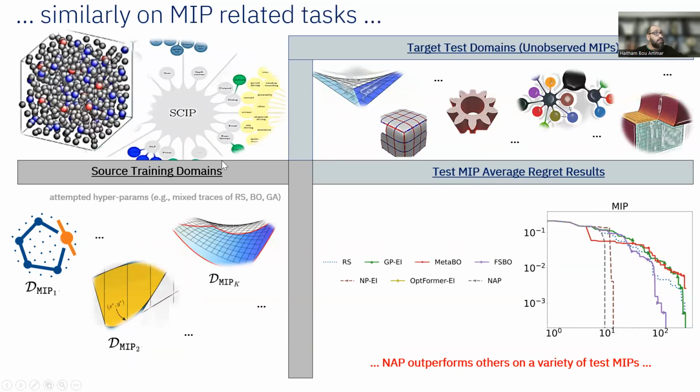And again, we did this with the MIP problem. We again split the tasks into a training set and a target set. In the training set, we again combined different traces with random search, BO, genetic algorithms. And then we transferred this model to few-shot BO on a new set of unobserved problems. And again, here you can see that NAP is capable of outperforming others.